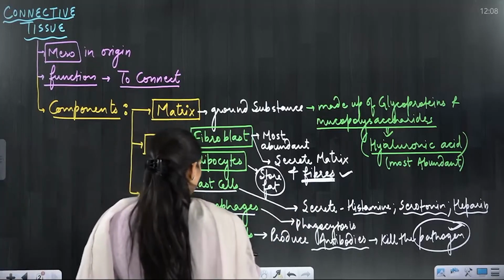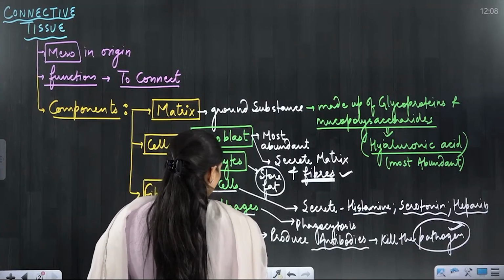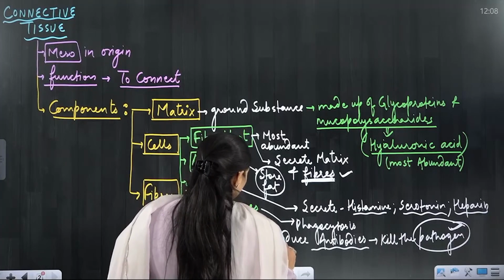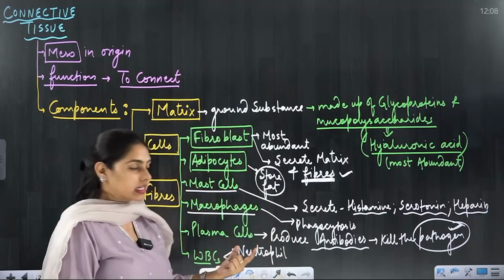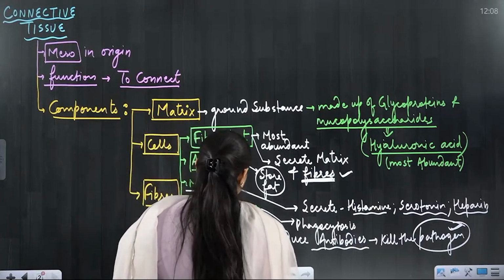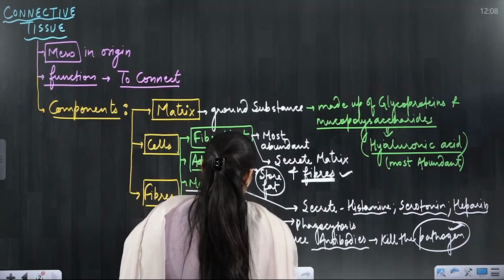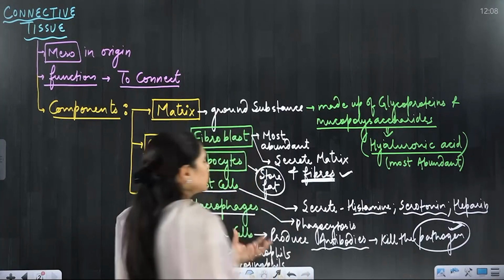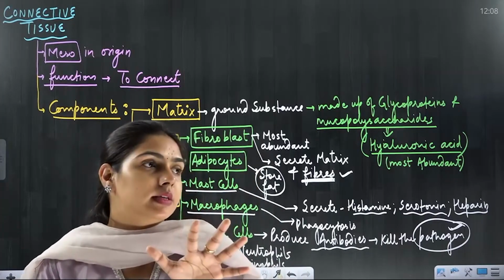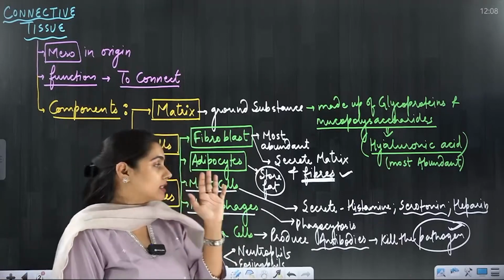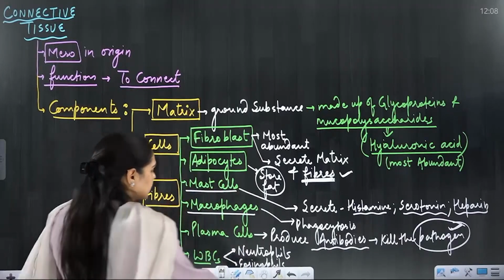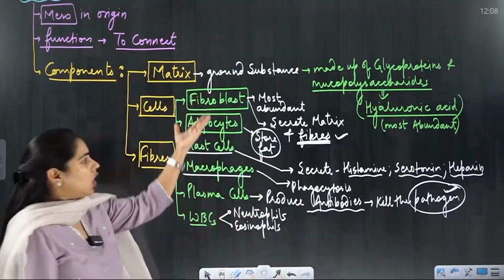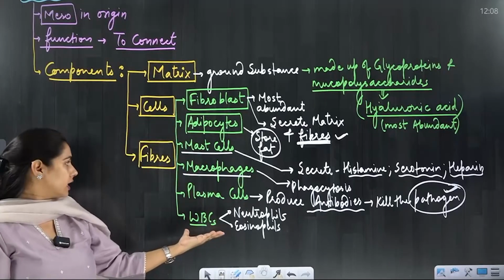WBCs like neutrophil, eosinophil, basophil, these will be present. I will teach you blood in detail in the next class, so then I will teach you WBCs also. Neutrophils, eosinophils, etc. Total 5 types of WBCs are there. I will teach you in the next class. So all these cells are present in the matrix of connective tissue.